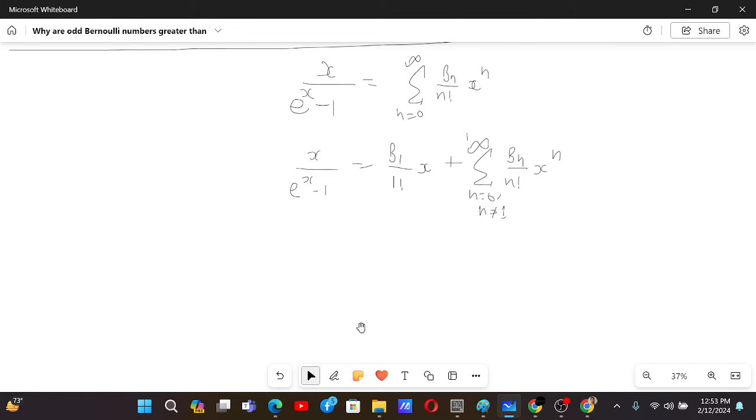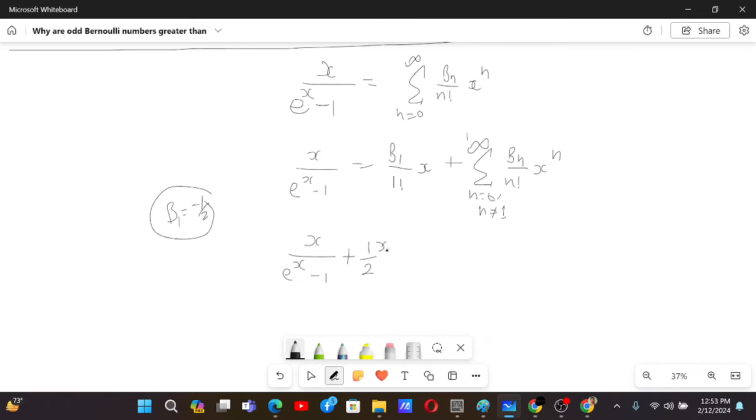Now B_1 is just minus 1 by 2. I can take that to the other side. We have x by e to the power x minus 1, plus 1 by 2 times x, equals the sum over n greater than or equal to 0, but n not equal to 1, of B_n by n factorial x to the power n.